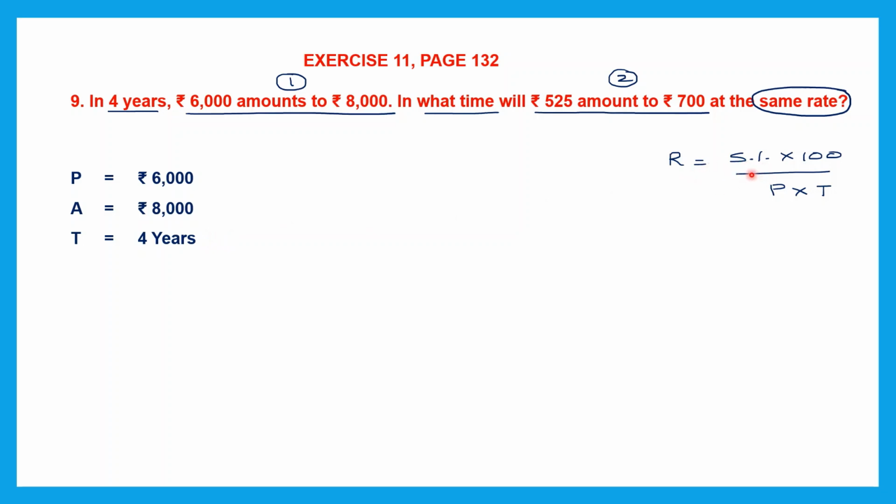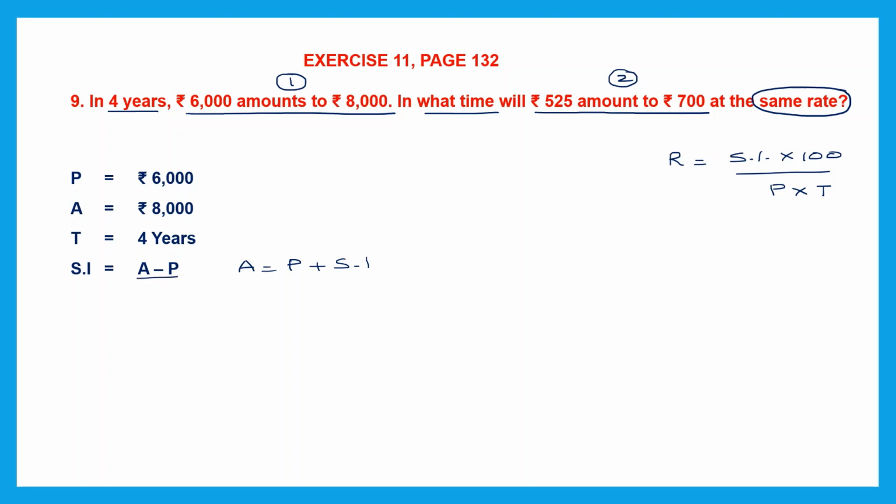Now how do we find simple interest? So let's do that here. If you use this formula, simple interest is equal to amount minus principal. Or amount is equal to principal plus simple interest. This is what we did. Now the same thing we are writing this way: when you subtract principal from amount, you get the simple interest.